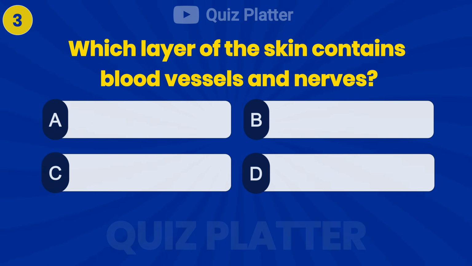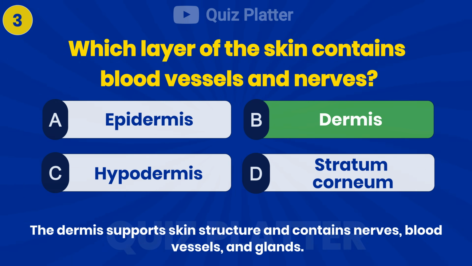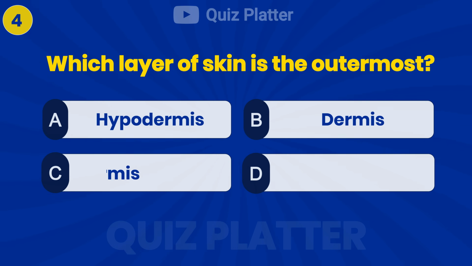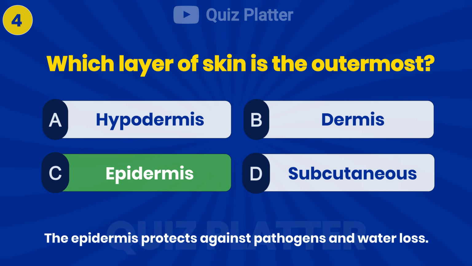Which layer of the skin contains blood vessels and nerves? Answer: B. Dermis. Which layer of skin is the outermost? Answer: C. Epidermis.